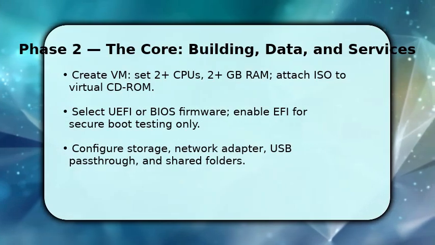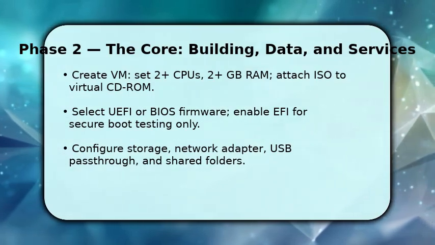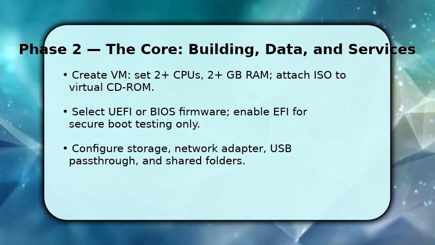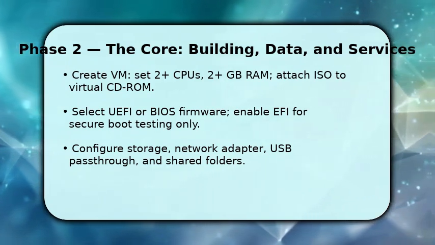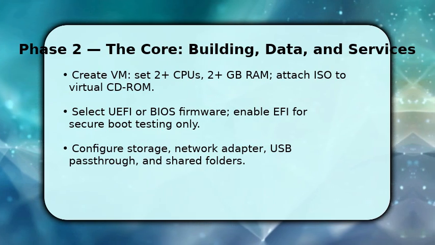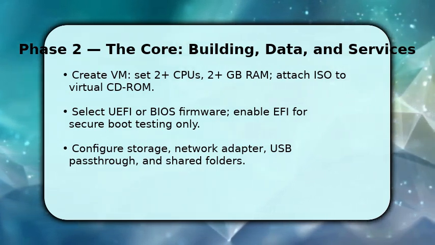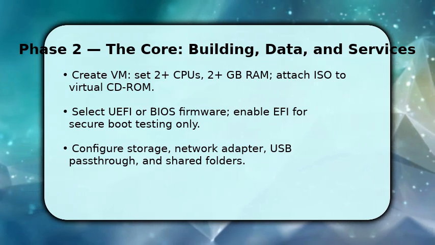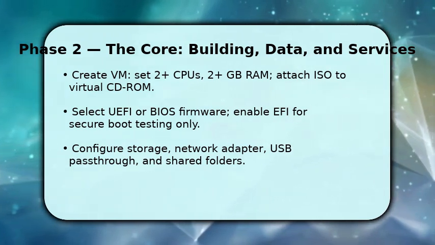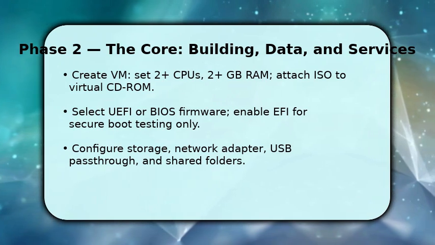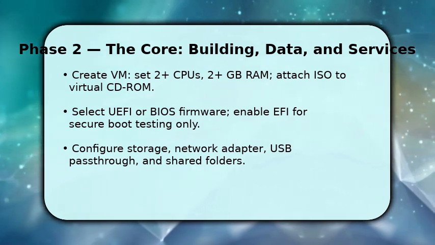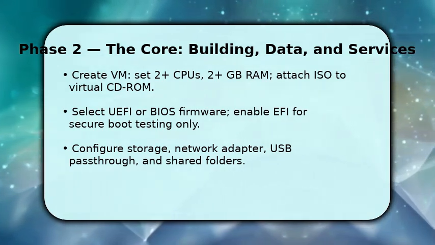You now create the virtual machine and configure hardware. Choose 2 or more CPUs and at least 2 GB RAM, then attach the Kali ISO to the virtual CD. Make sure to pick the correct firmware, UEFI if you need secure boot testing, otherwise BIOS for compatibility. Configure disk controller as SATA and enable USB pass-through if you plan to use external devices.